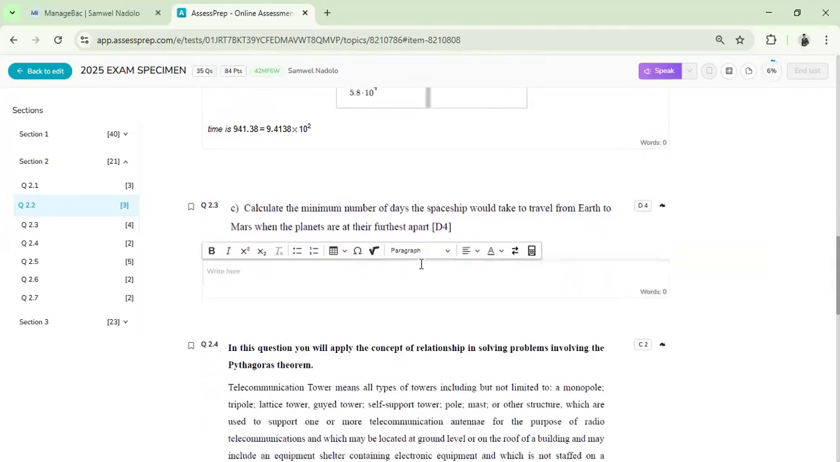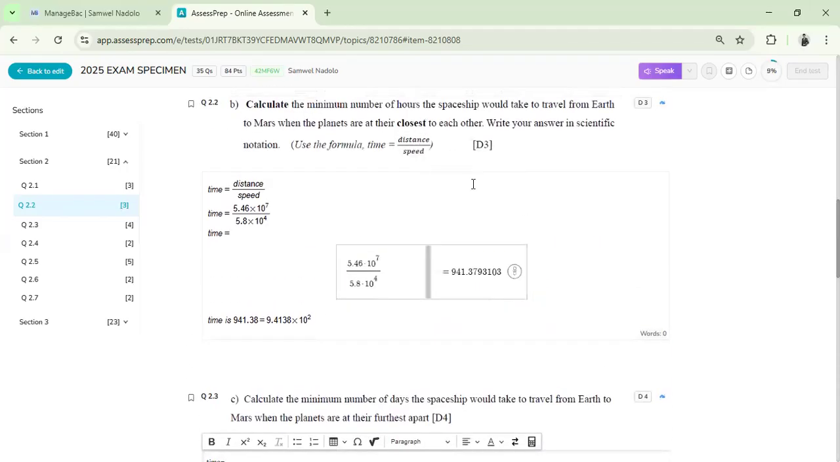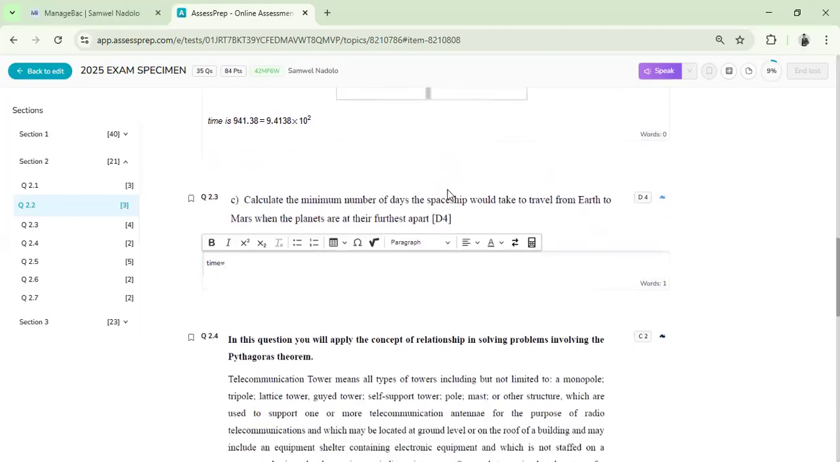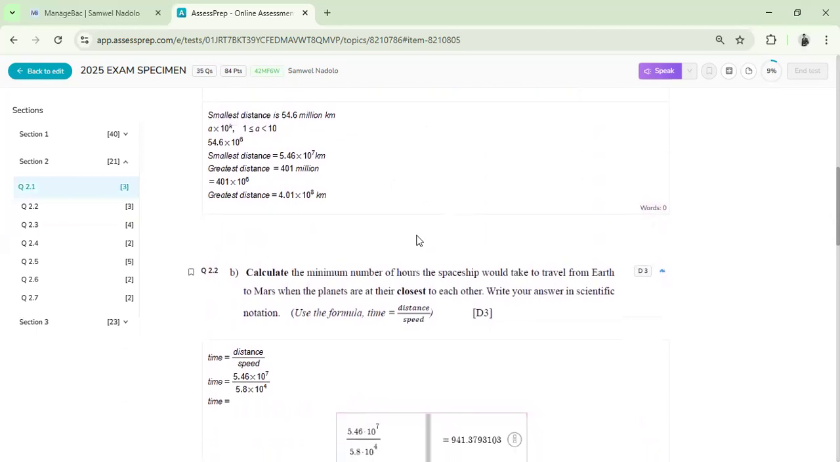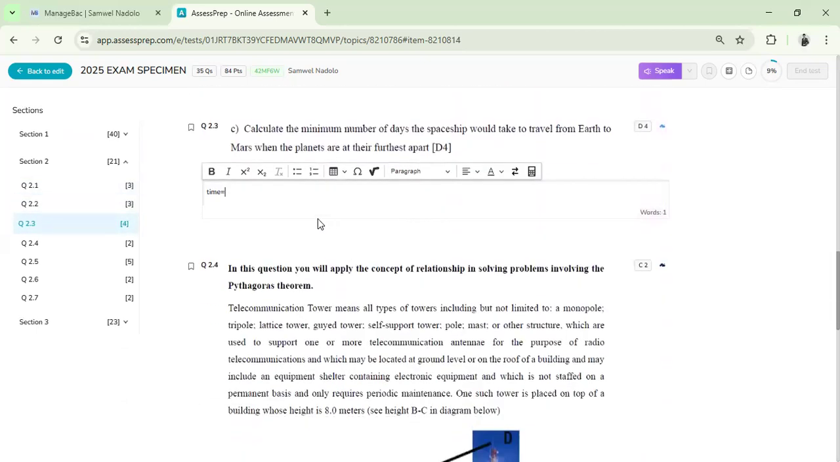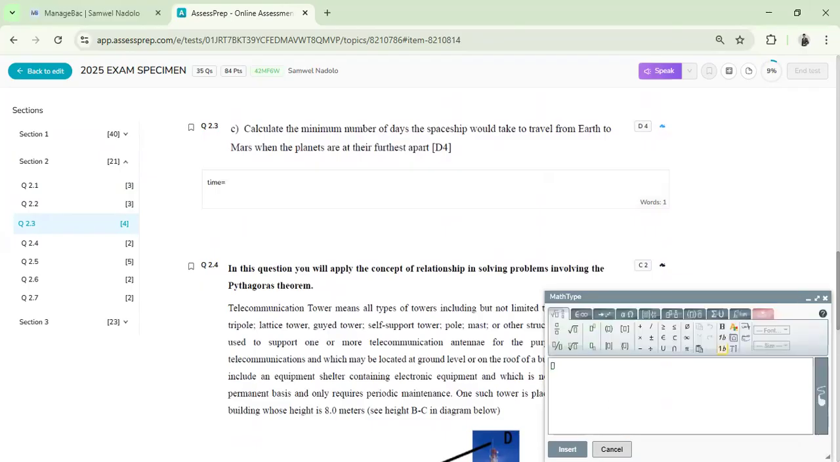All right, look at part C. Calculate the minimum number of days the spaceship will take to travel from Earth to Mars when the planets are at their farthest apart. Days is time, so you are also looking for time. You're going to use the formula we have used here, time is equal to distance over speed. The greatest distance was 4.01 times 10 raised to 8 kilometers. So we are going to write 4.01 times 10 raised to 8 kilometers.